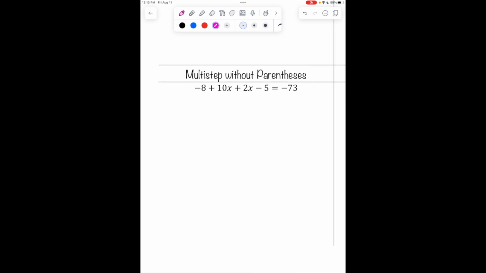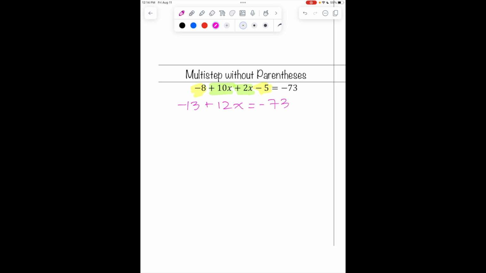Now a multi-step without parentheses. First thing I want to do is combine any like terms. So I do have like terms. Let's go ahead and highlight those. So my negative 8 and my negative 5 are like terms. And then my x's are also like terms. So I can combine my negative 8 and my negative 5. That's going to give me negative 13. And then combine my 10x and my 2x is 12x. And nothing changed with that negative 73.